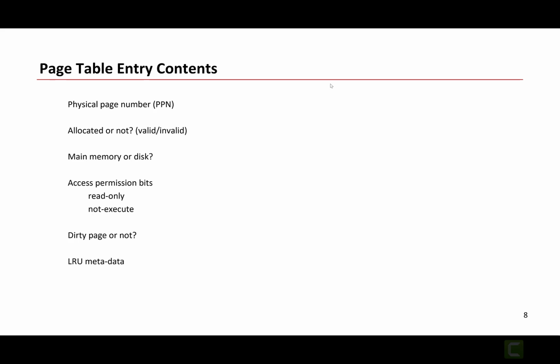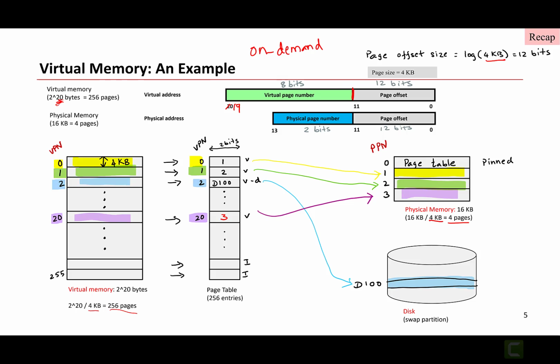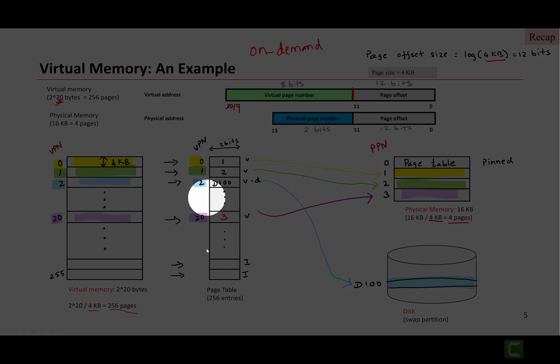So if you look at the page table entry, the page table entry refers to one entry in the page table. In this example that we talked about, we have 256 entries. Now I'm talking about what goes into each of these entries. The most important field in this page table entry is the physical page number. In the example we talked about, that physical page number consisted of 2 bits, because I need to distinguish between 4 different physical pages. So I had to store 2 bits for the physical page number.